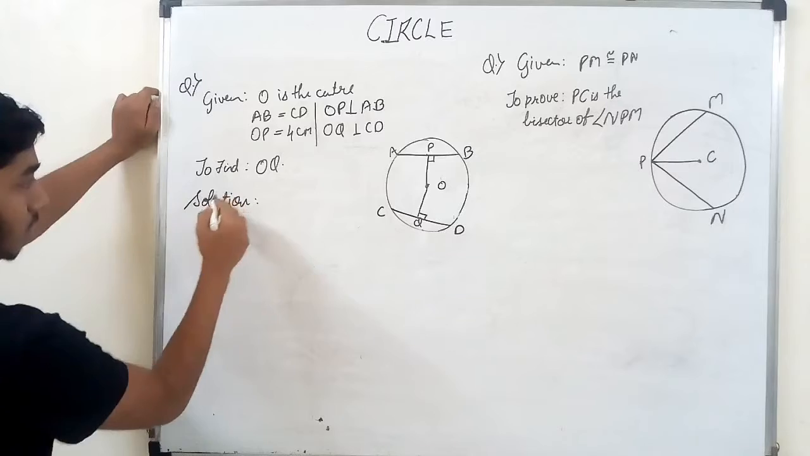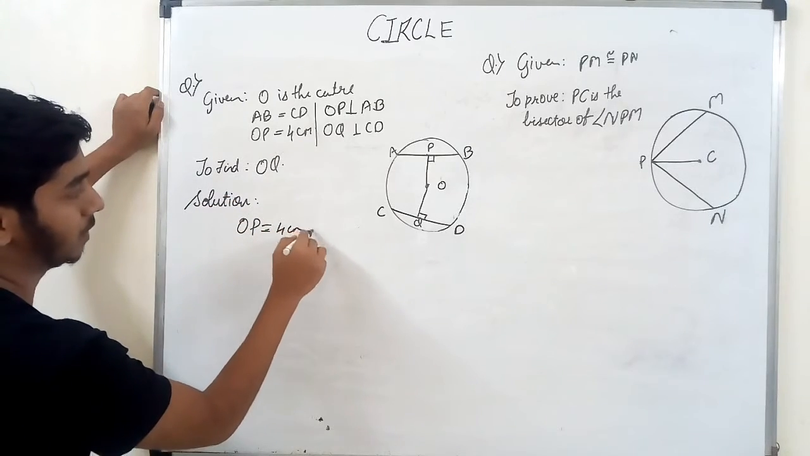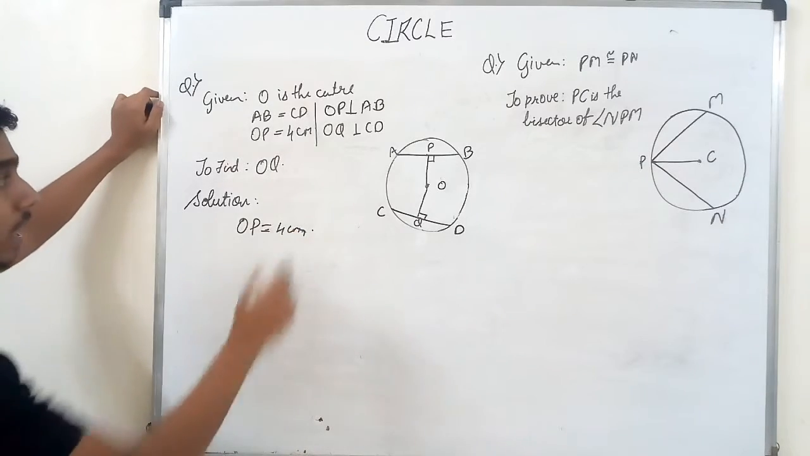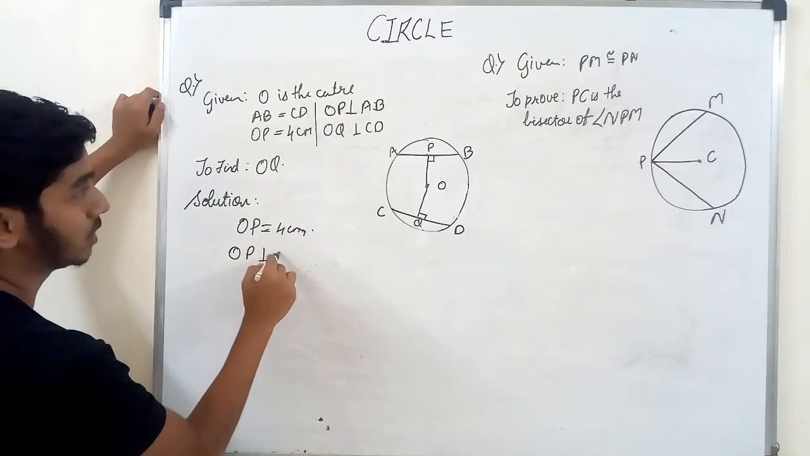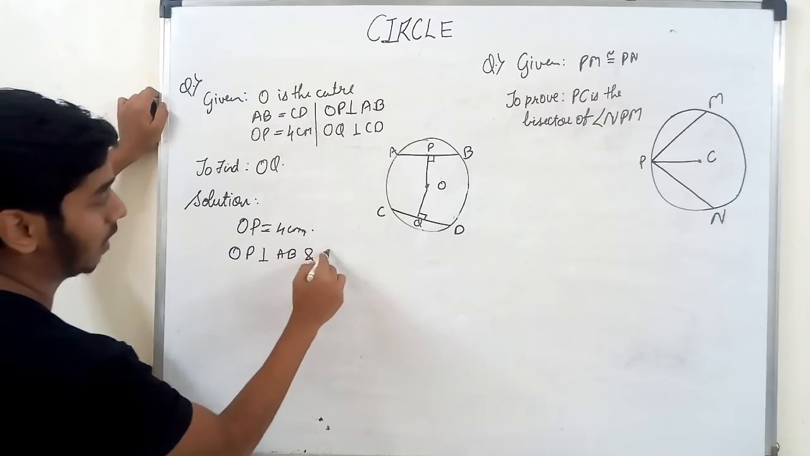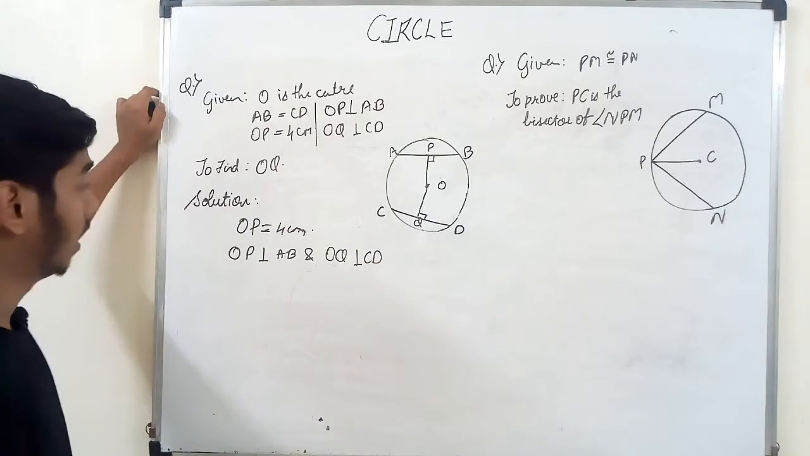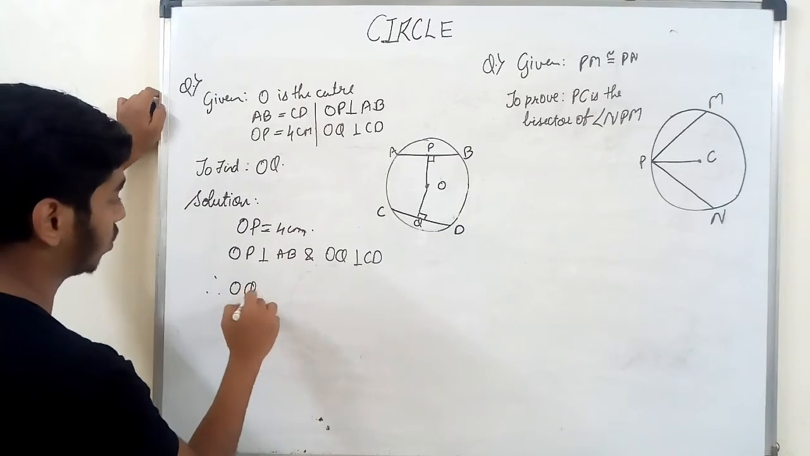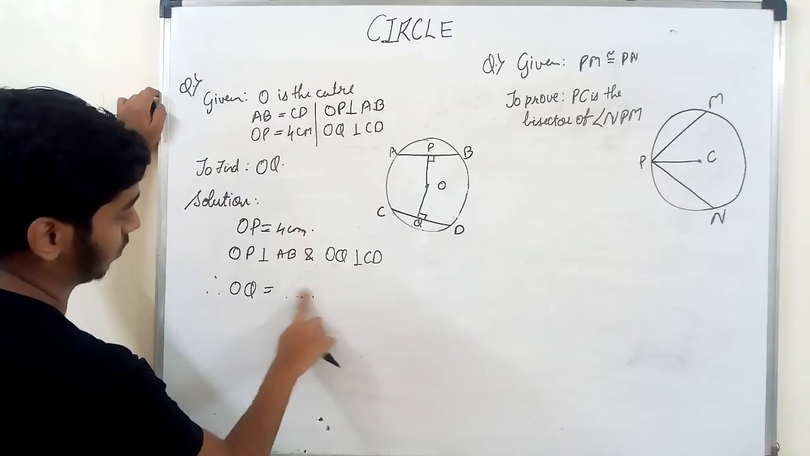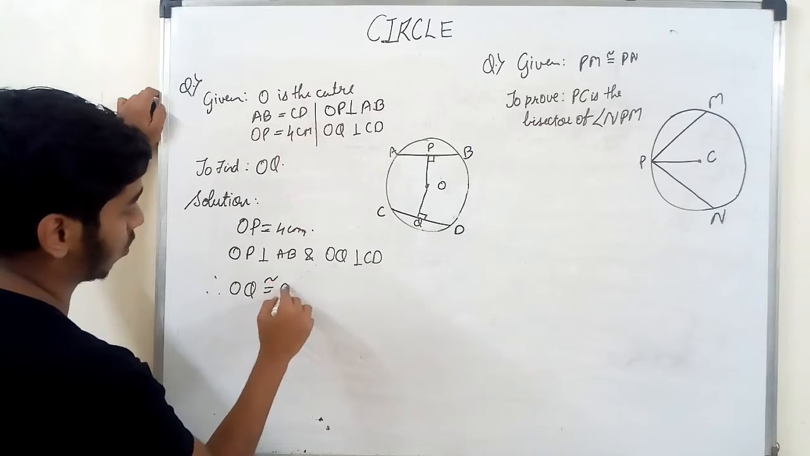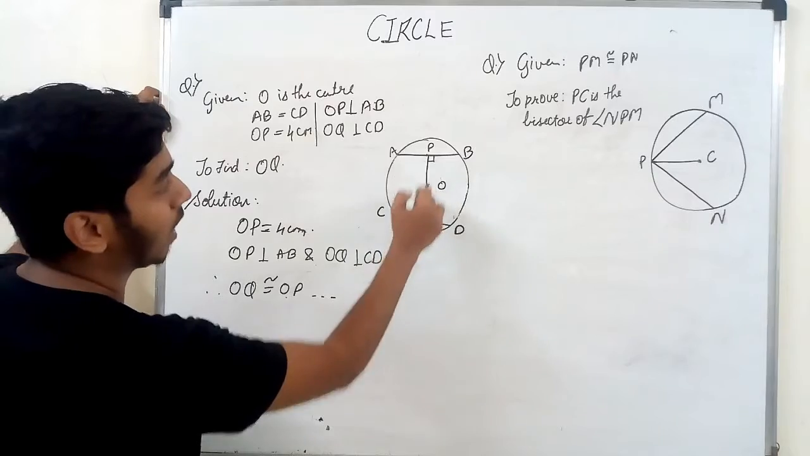Here in the solution part, OP is given as 4 centimeters. OP is perpendicular to AB and OQ is perpendicular to CD. This is also given to us. Therefore, I would say OQ is congruent to OP. Why? The reason for this will be OP and OQ.